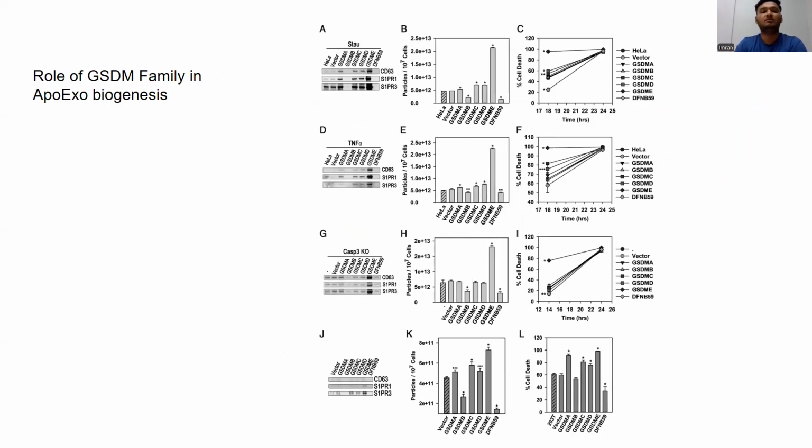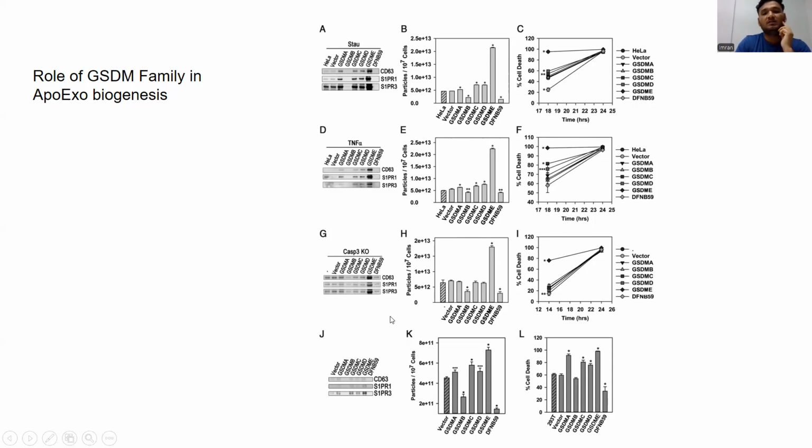Then, to find out the role of all gasdermin family members, all members from A to E and DFNB59 were overexpressed in HeLa cells and subjected to cell death by staurosporine or TNF-alpha and cycloheximide. The results were similar, but the effect of gasdermin E was highest compared to the other gasdermin family members, and similar results were found in 293T cells.